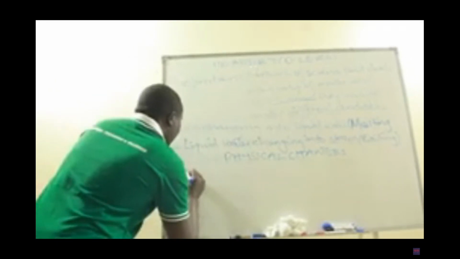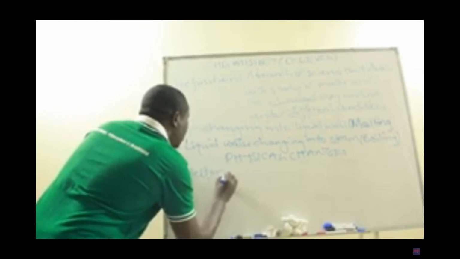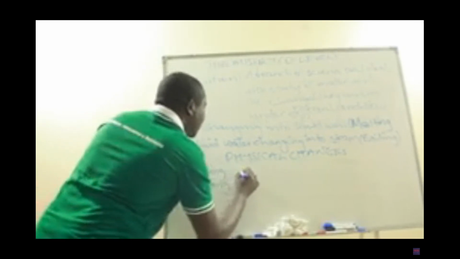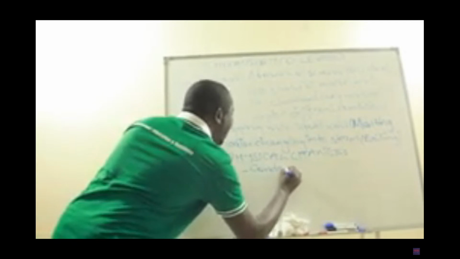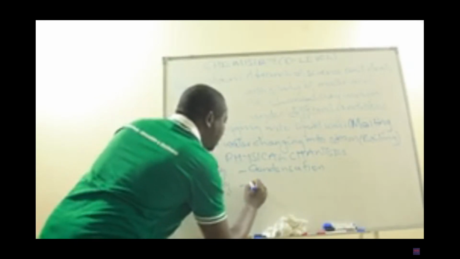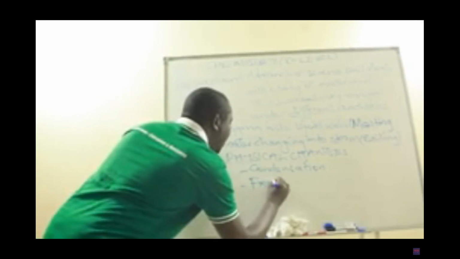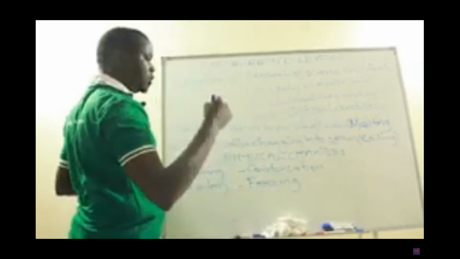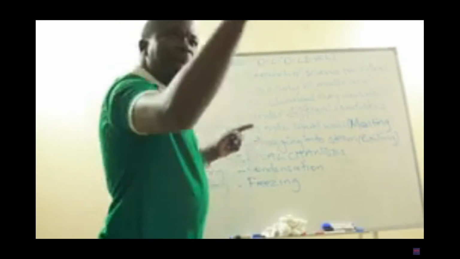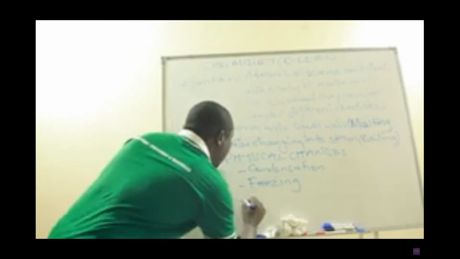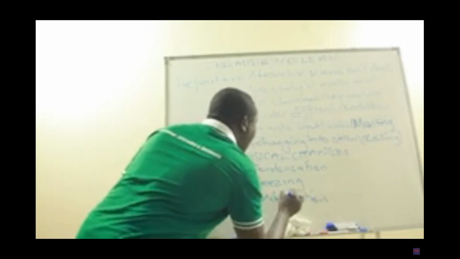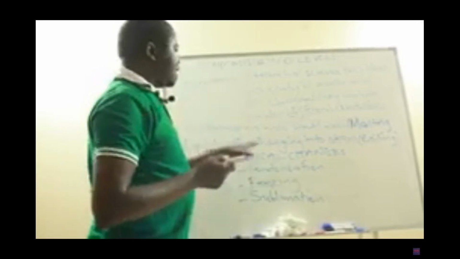So I want to give you more examples of physical changes which matter can undergo. We have a change like melting, which we have already talked about. We have the process of boiling. We have the process of condensation, where a gas changes back into a liquid. Then we have the process of freezing, whereby a liquid changes into solid. Then there is one unusual change whereby a solid changes directly into a gas, or a gas changes directly into a solid. And that's what we call the process of sublimation. So all these are what we call physical changes.